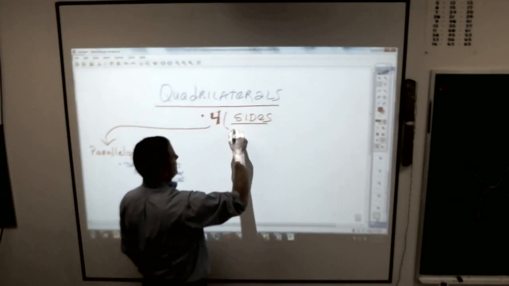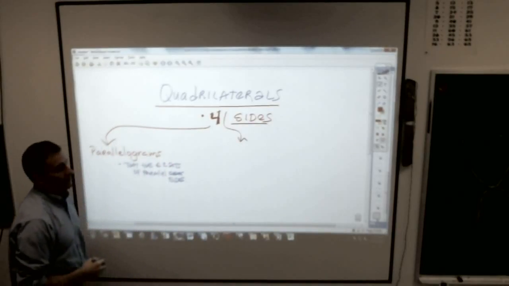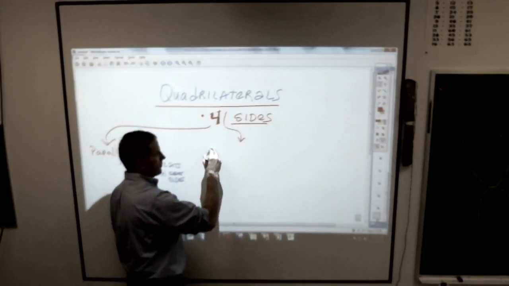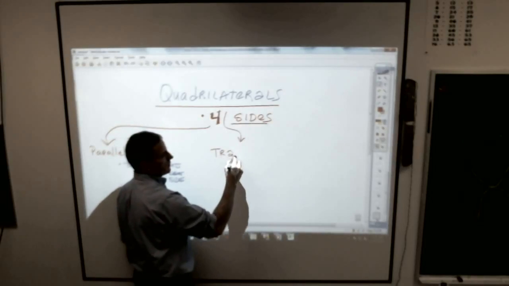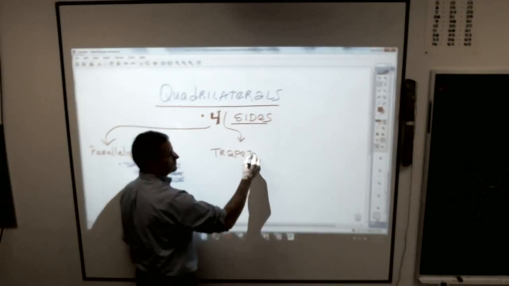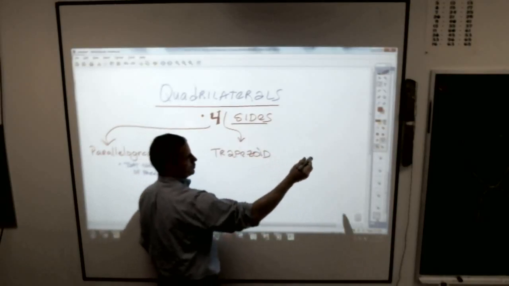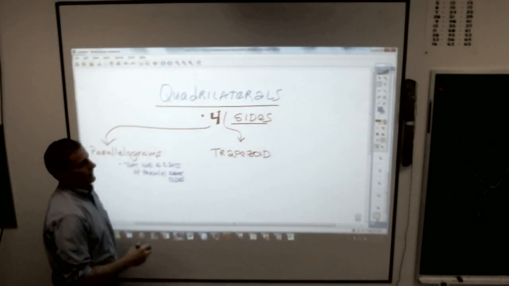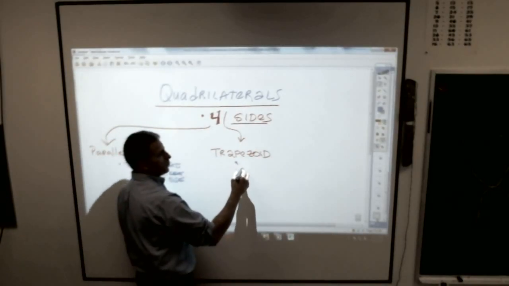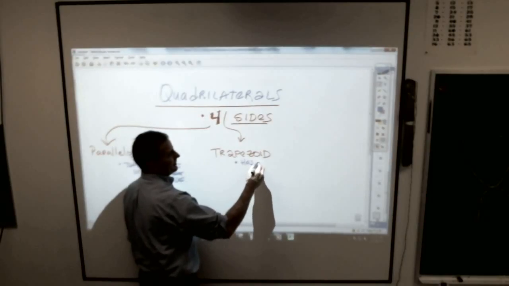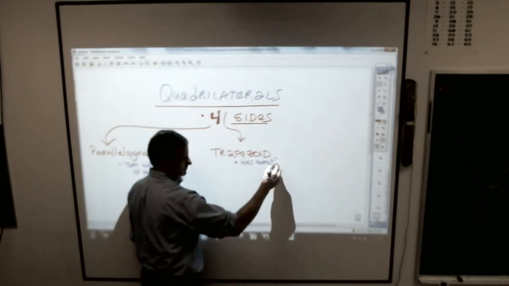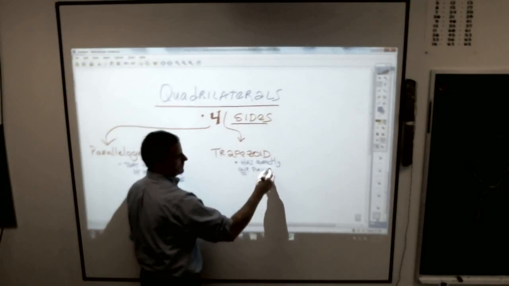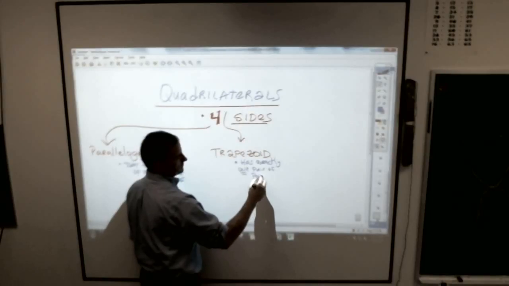Another type of quadrilateral is one of my favorite words in all the world to say. It is a trapezoid. Trapezoid. A trapezoid is simply a shape. It's a quadrilateral that has exactly 1 pair of parallel sides.